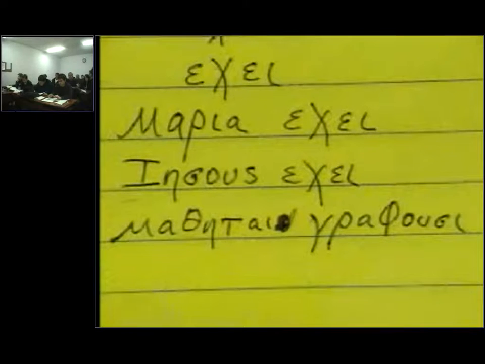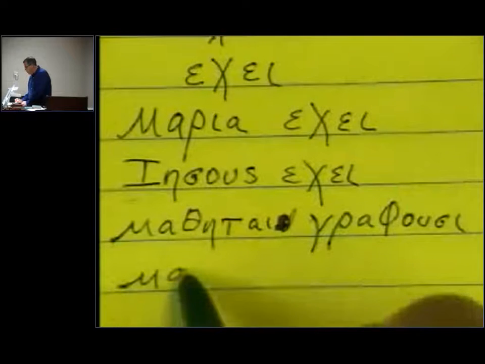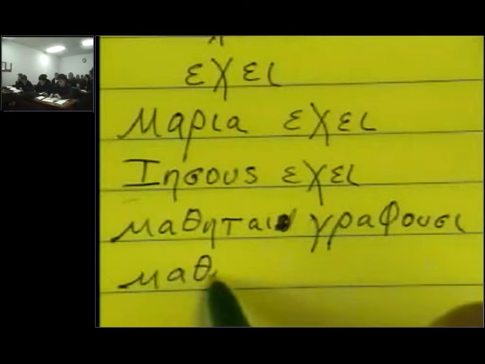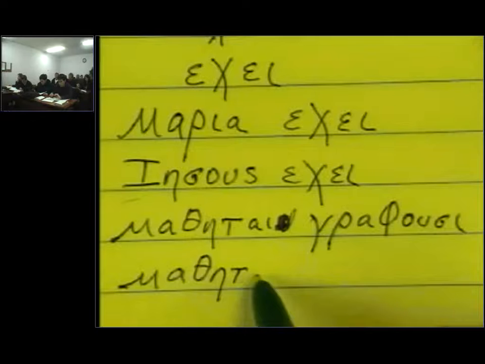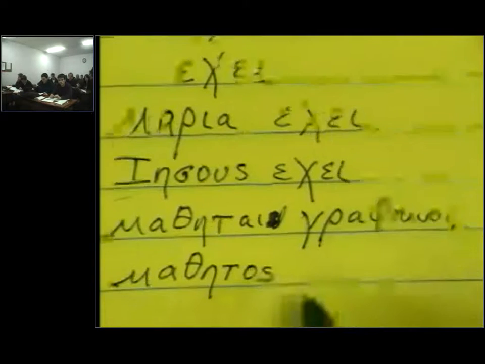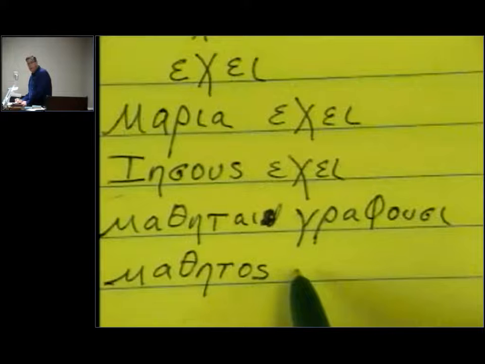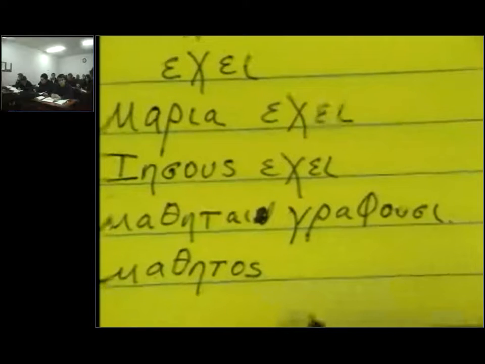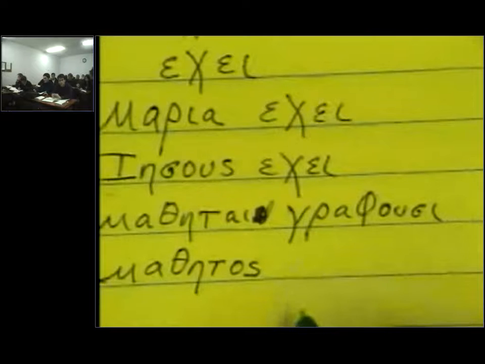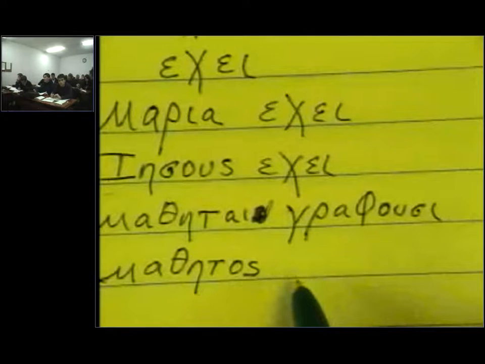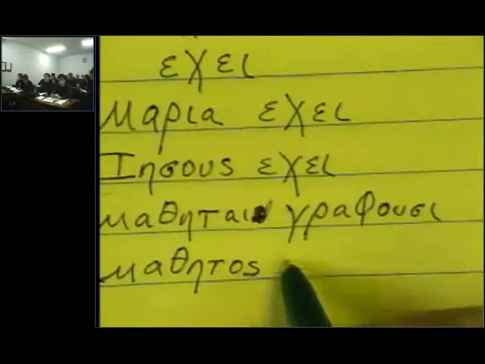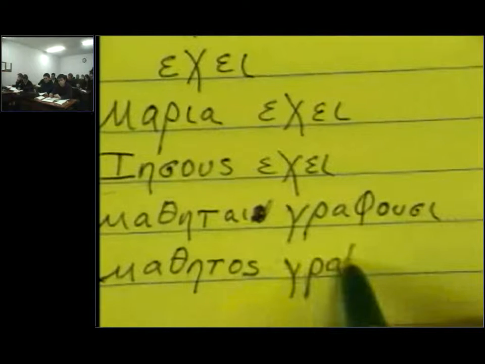Now, if we made this singular and made it just one disciple, mathetes. Then how would we write the disciple writes? Graphei.